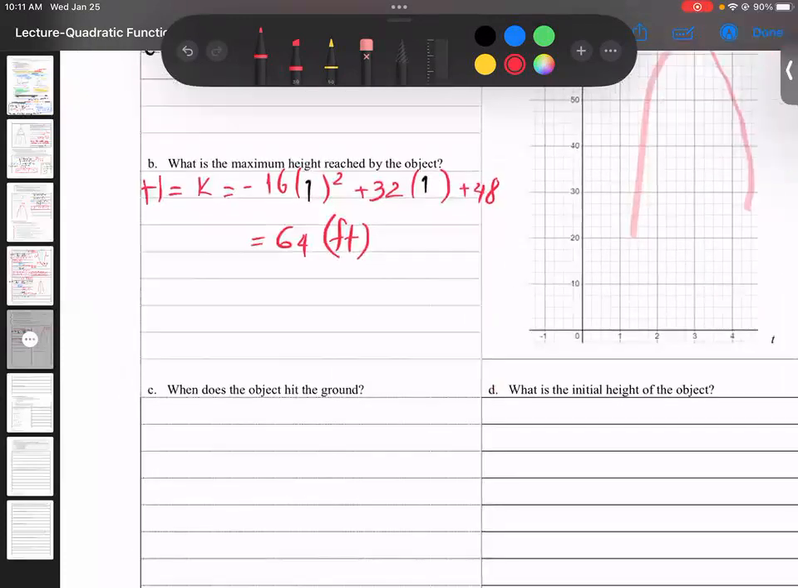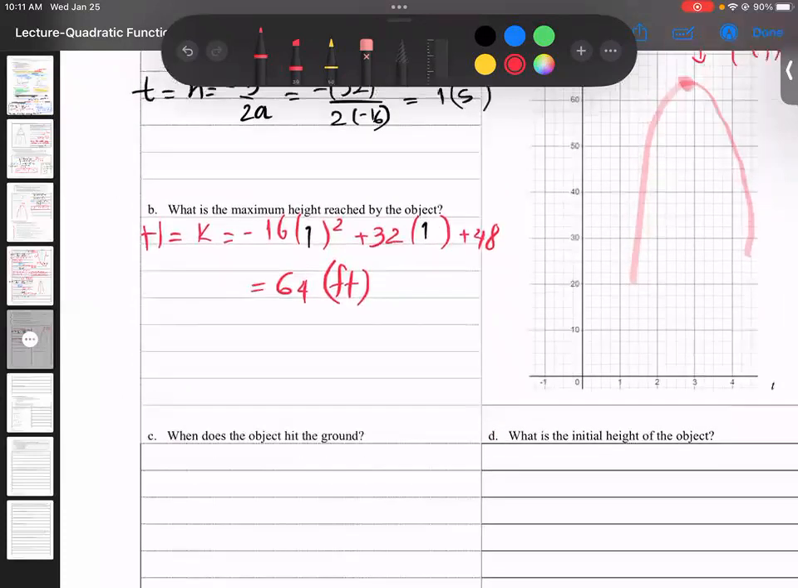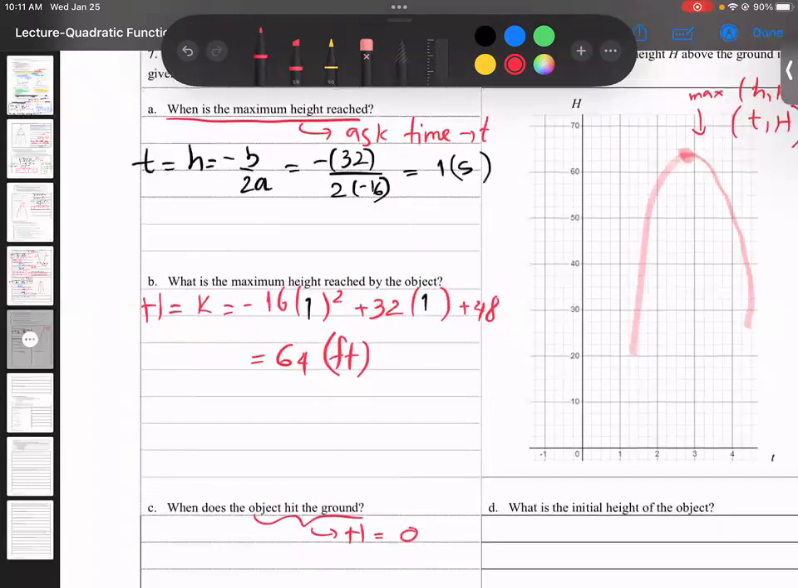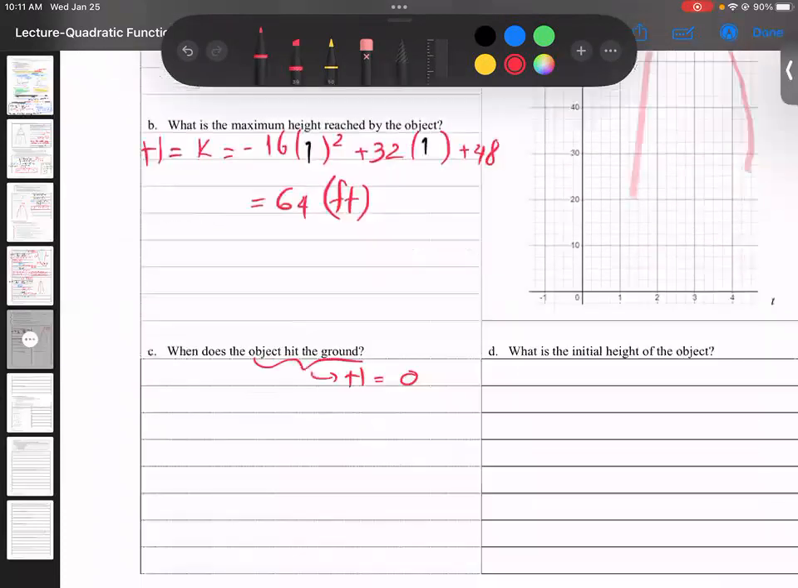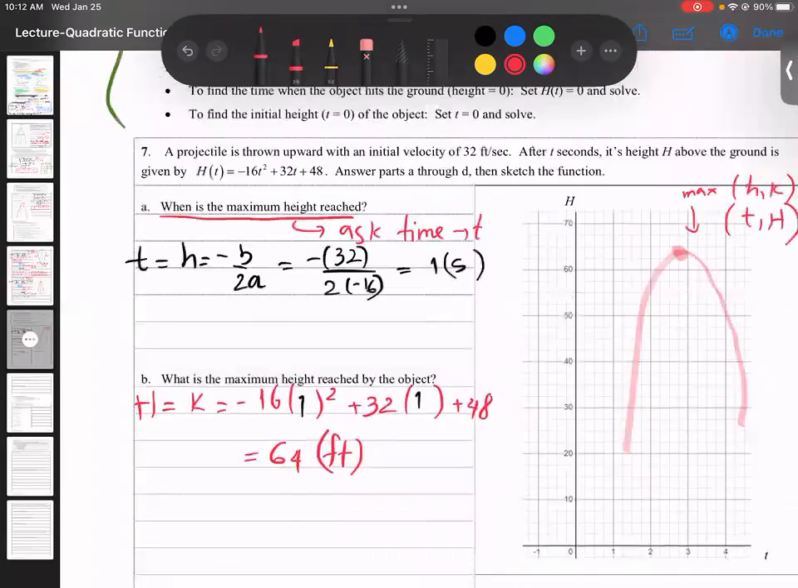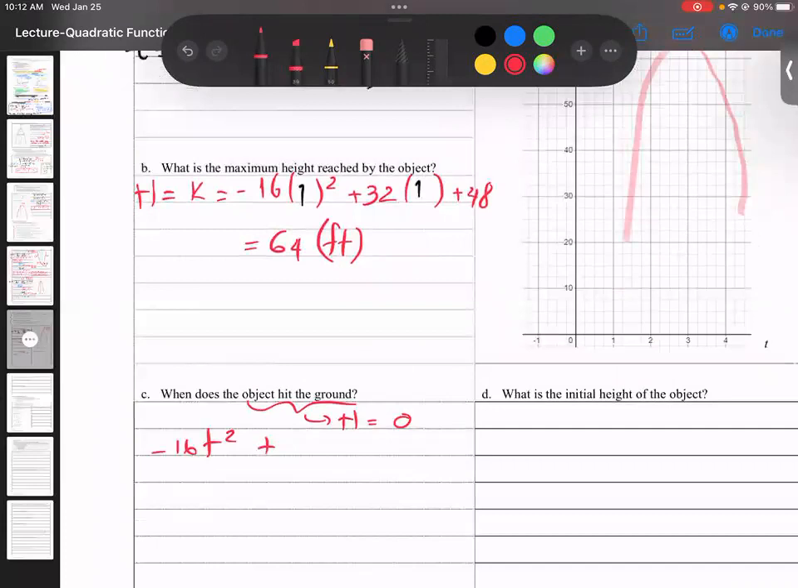When does the object hit the ground? If it hits the ground, what's the height? 0, right? So if it hits the ground, that means capital H is 0. That means you set the equation equal to 0 and then you solve for t. So negative 16t squared plus 32t plus 48 equals 0.